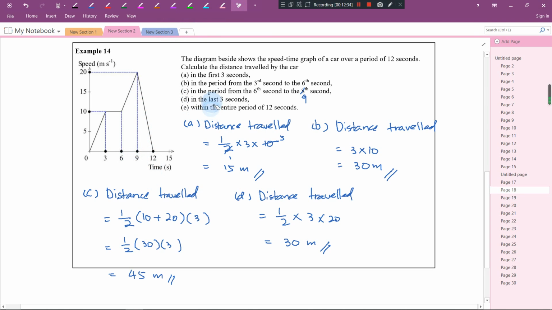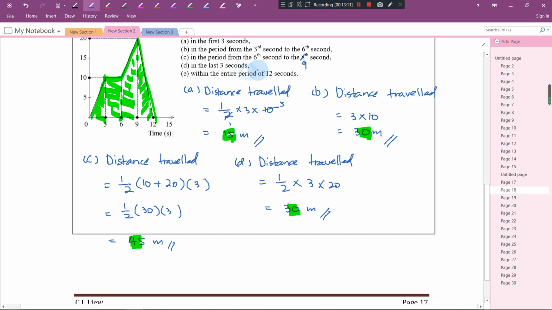Okay, now go to the last part. The distance traveled within the entire period of 12 seconds means that now we want to find the total distance traveled for this entire period of 12 seconds. It means that we want to find the area under this whole graph. So we have 4 parts: triangle, rectangle, trapezium, triangle, and we take the sum of all of these numbers. Then the total distance traveled for the entire period of 12 seconds. This is part E.